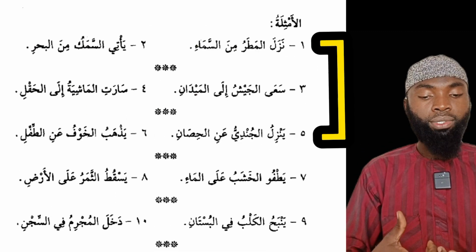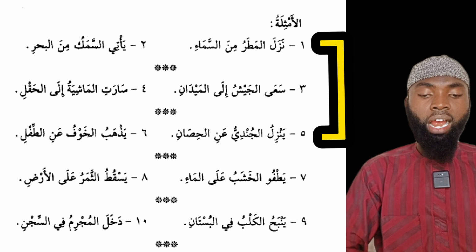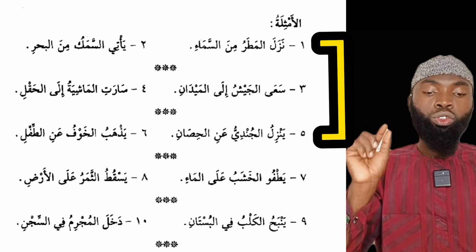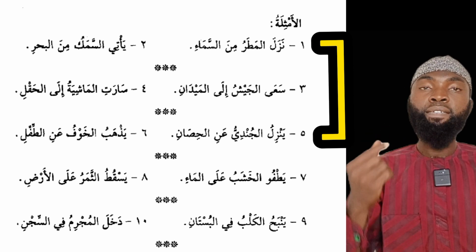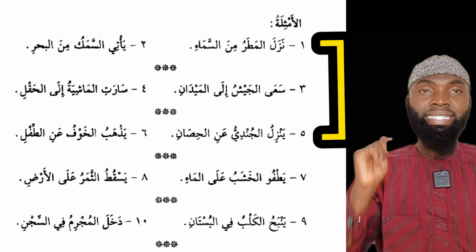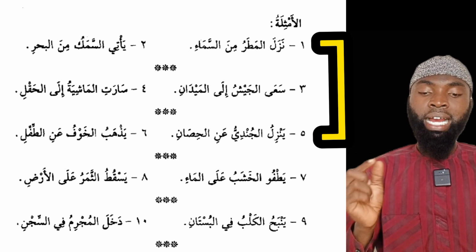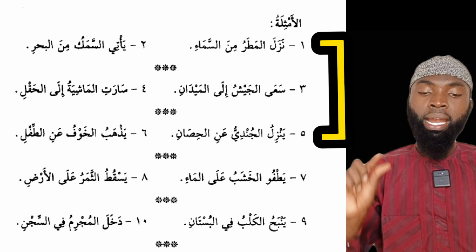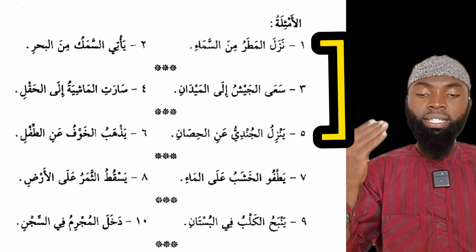Al-amthila, we have examples as usual. The first example we have here is nazal al-mataru minas samai. The rain fell from the sky. Number two, we have ya'ti samaku min al-bahri. Fish comes from the sea.